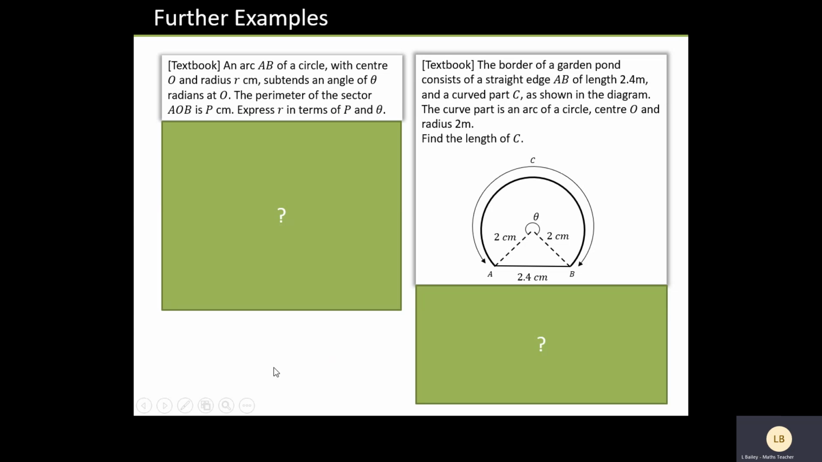Okay, 2 more for you to have a go at. Just pause me, do the questions, and then I will go through them with you.